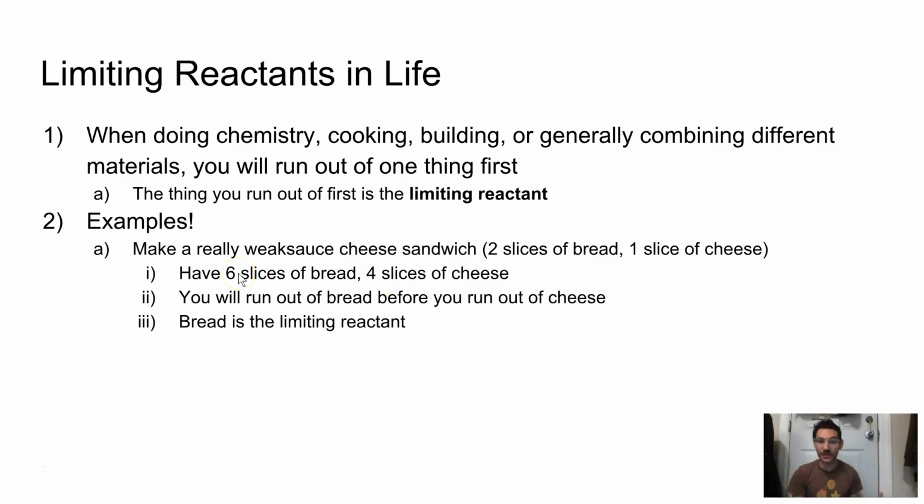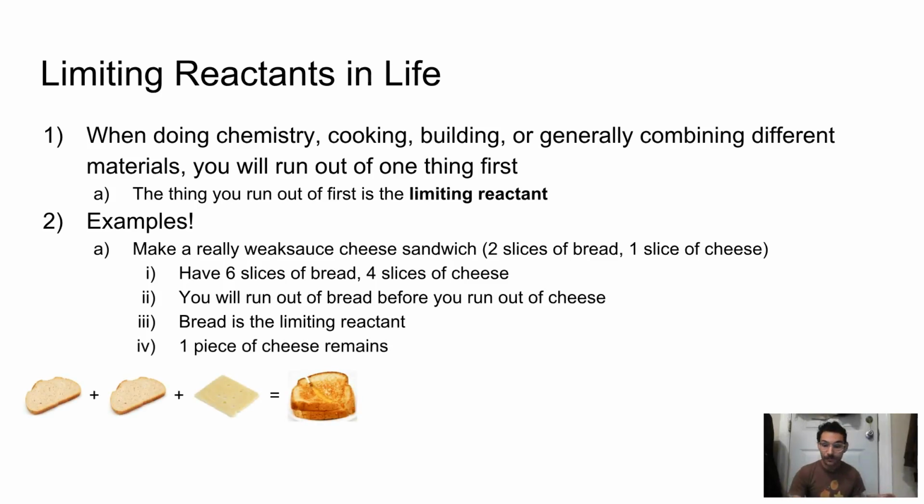Once we have made 3 sandwiches, we don't have any more bread. There's still more cheese, which we could theoretically make a sandwich with, but we can't because we've run out of bread. Bread has stopped the reaction where it was because we ran out. It is limiting how many sandwiches we can make. It is the limiting reactant.